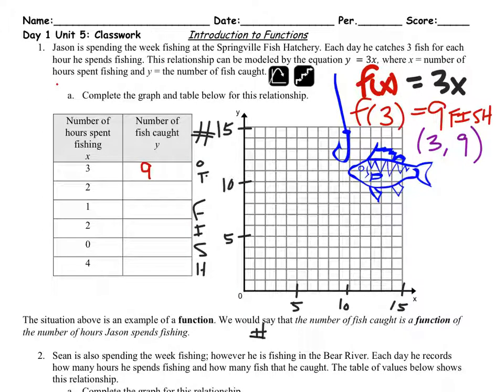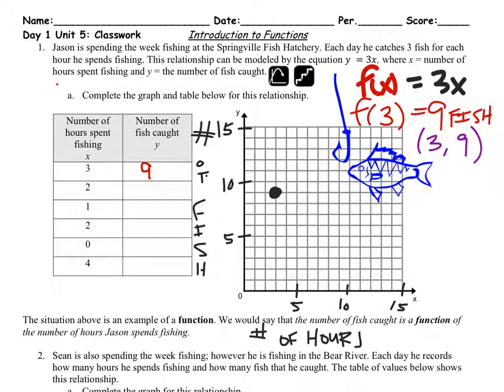This is the number of hours. Alright, now that we have that labeled, and I only knew the labels because they told us. But I could have known the labels because I know the number of fish will depend on the number of hours. So number of fish is dependent on the number of hours. Well, that gave me the point, which would be this point right here.